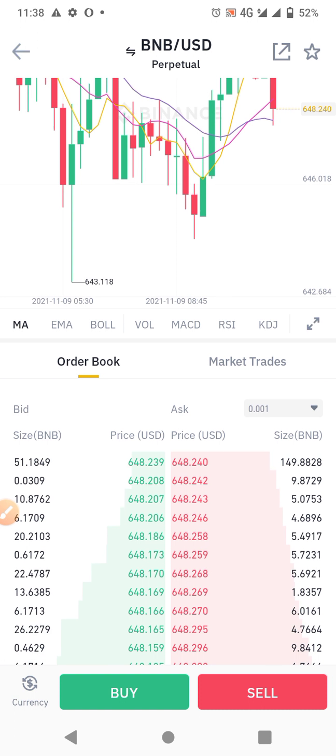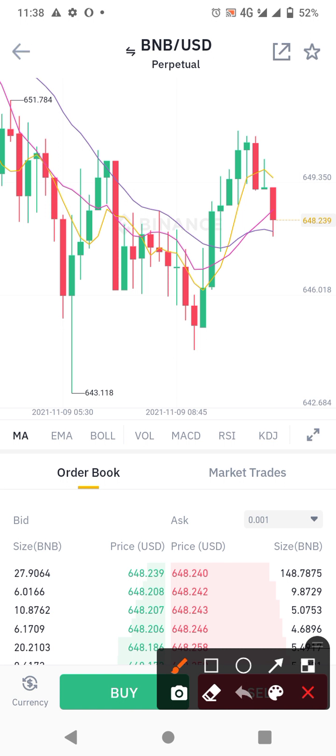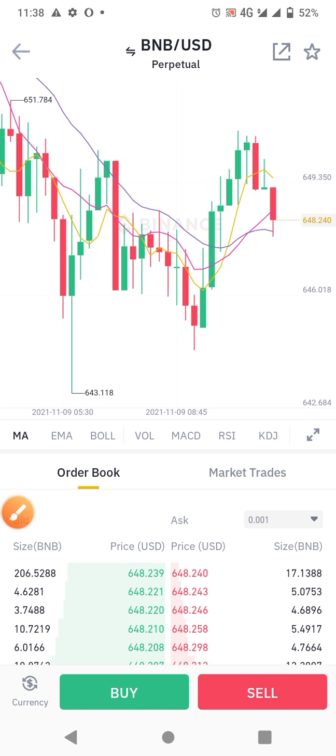Sorry. So if I want to make this chart my favorite, I'll click on this star. Are you getting me? This is the star here. So I've already favorited this BNB. So now let's go back.